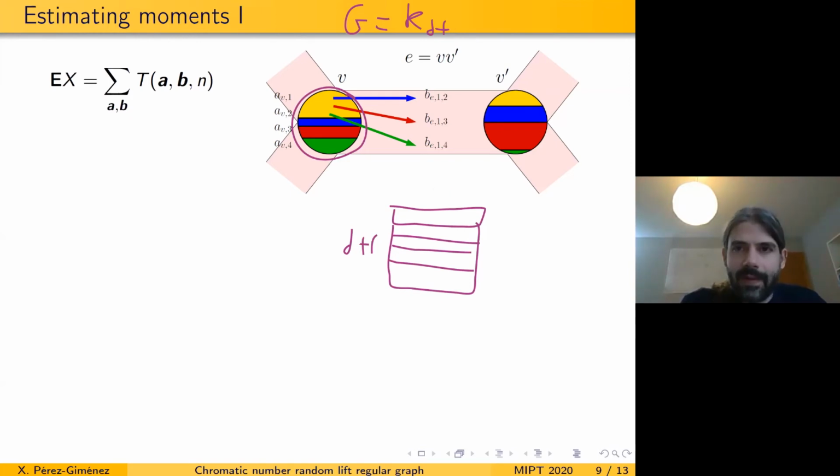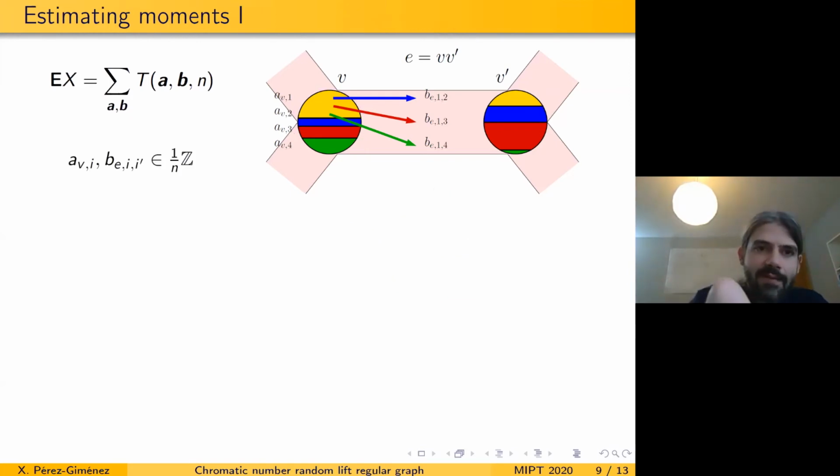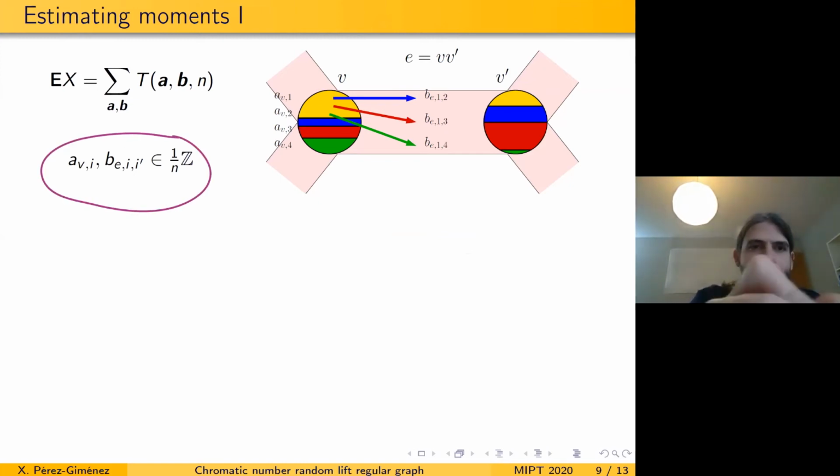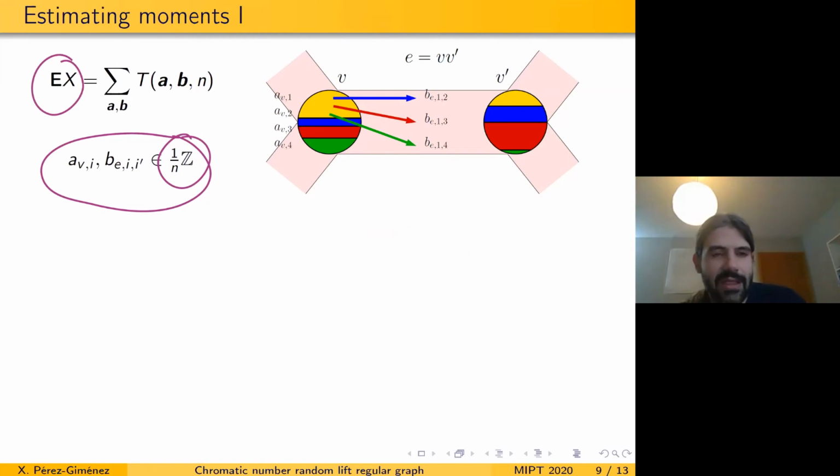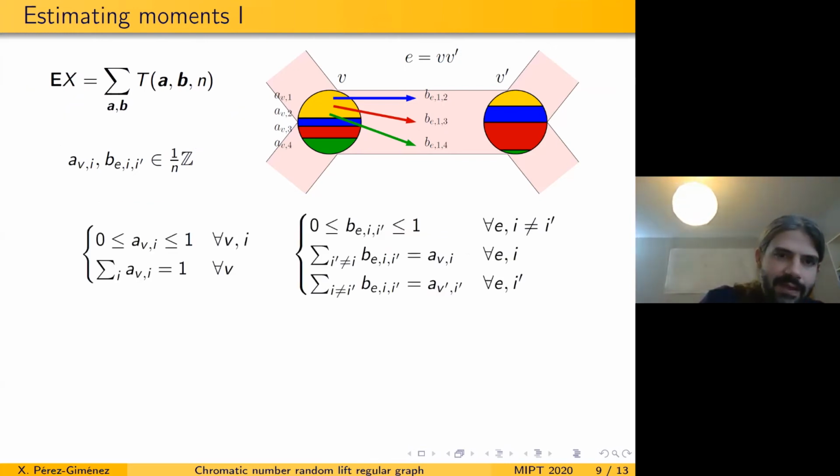So once I fix those parameters, I'm going to count the contribution to the expectation from colorings satisfying those parameters. The A's and the B's were integers divided by n because they counted vertices or edges, but I normalized by n. So they live in this lattice. That's going to be important later. These parameters live in some lattice.